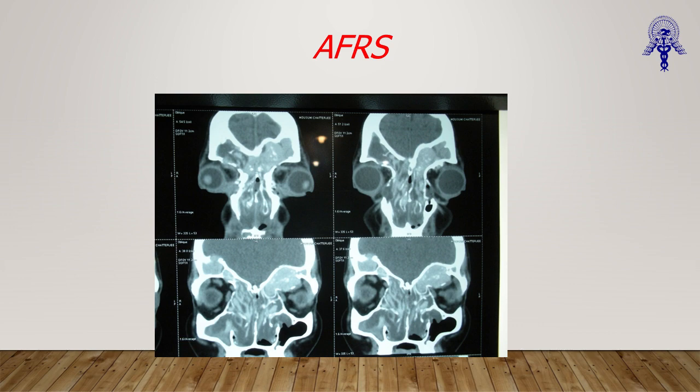Okay, actually by looking at the bone window we can understand whether this is erosion or demineralization. Actually what happens in AFRS? Demineralization. The orbital periosteum will be intact. Okay, and also the roof of the frontal sinus here. So this is a typical neglected AFRS where there is extensive disease.